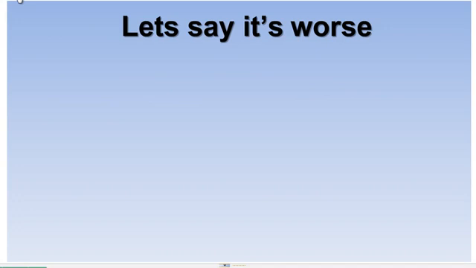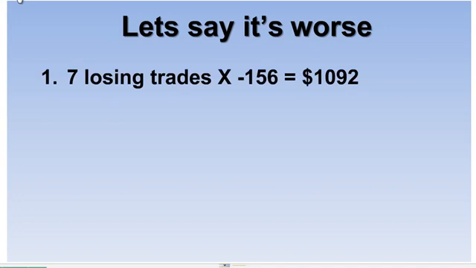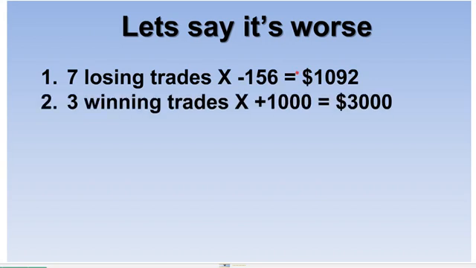So now let's say it's worse than that. Let's say that we're going to lose money 7 times out of 10, and we're only going to make money 3 times out of 10. So 156 times 7 is what? Make sure you calculate it right. Now 3 winners is 3,000, right? So we're going to go 1,092 minus 3,000 would be what? What's the answer?